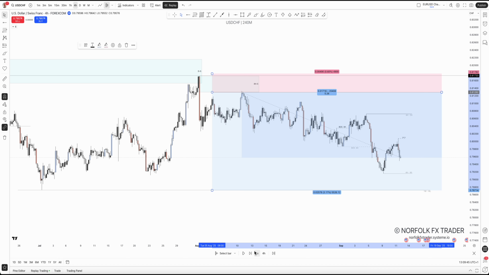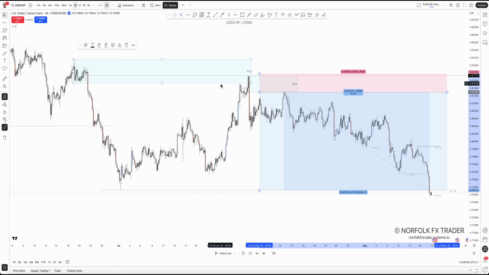If we break structure to the downside once again, that's going to give me a solid break. And that's going to show me continuation of the trend. And there we have it. And we hit that full target. That is how you can quickly identify a shift in the market by using automation. So I hope you enjoyed this section so far.